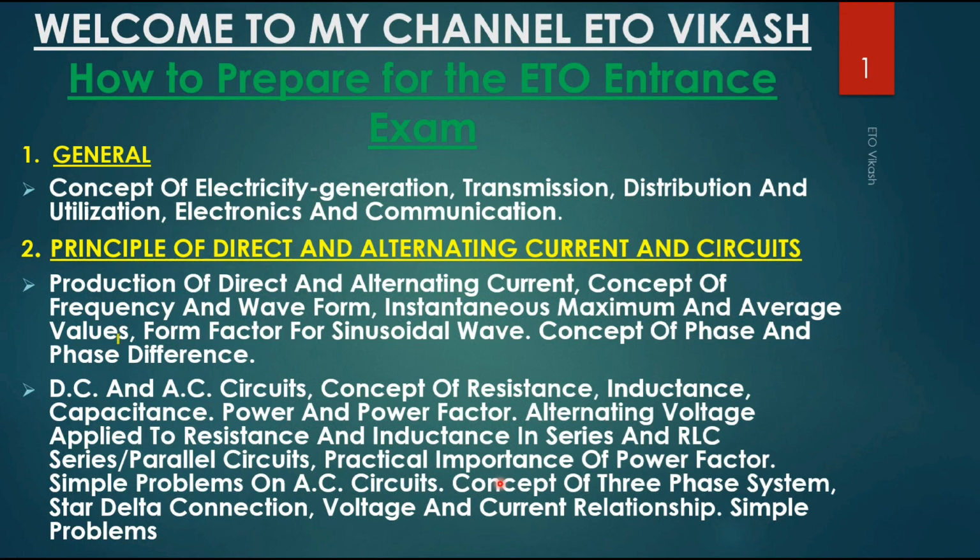If the power factor is low, your system will draw more current. That is why at your home, if your power factor is not good, your energy meter will give a higher reading, because all your equipment will draw more current, so the meter will show more reading. Then a simple problem and the concept of a three-phase system, and star and delta: how the voltage and current relationships work in star connection as well as in delta connection.